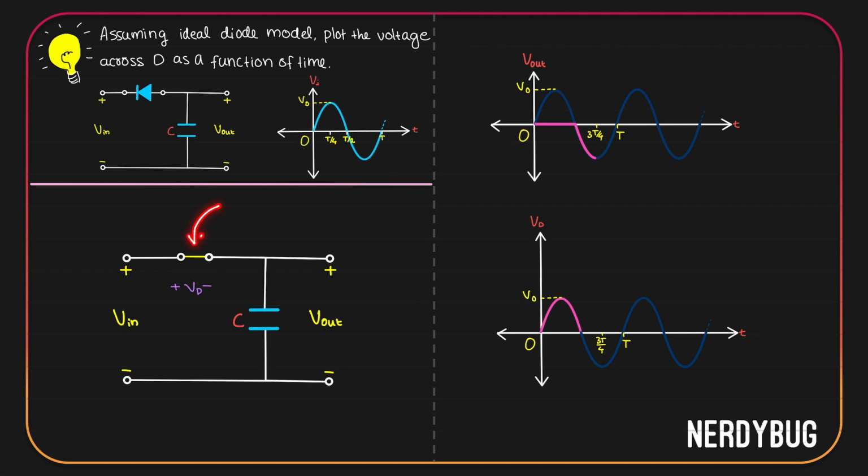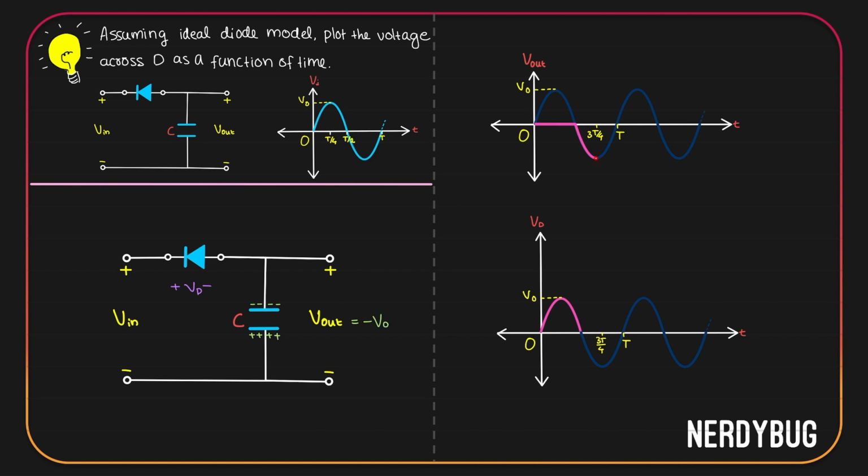The diode is modeled as a closed circuit because it is forward biased. So the potential across it, VD, is going to be 0 during this time. Let's plot that also in the graph. By 3T by 4, the capacitor will get charged by a potential minus V naught. So it will have negative charges on this plate and positive charges on this plate. To see what happens after this, let us bring back the diode in the circuit. At 3T by 4, potential across the capacitor is minus V naught. So V out is minus V naught.